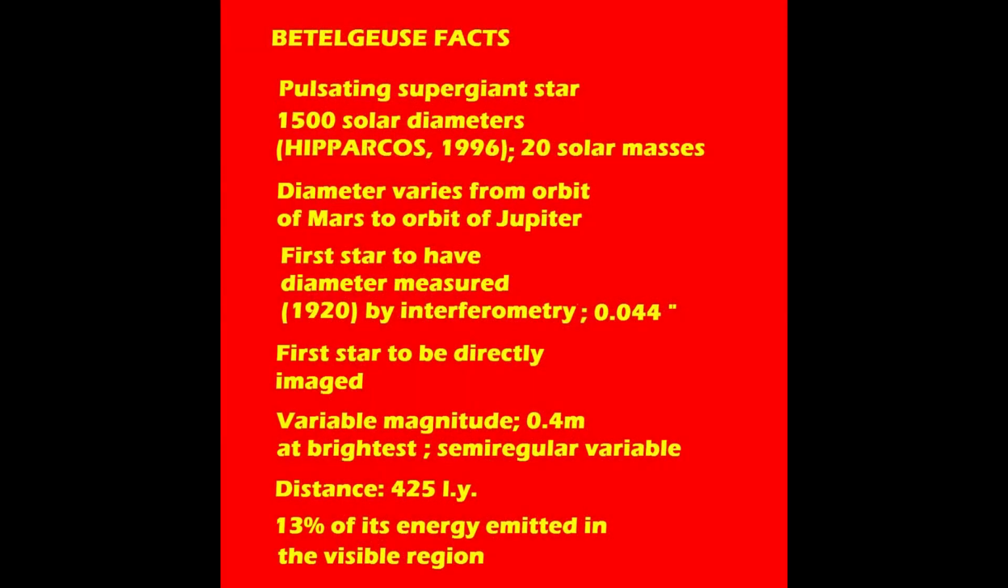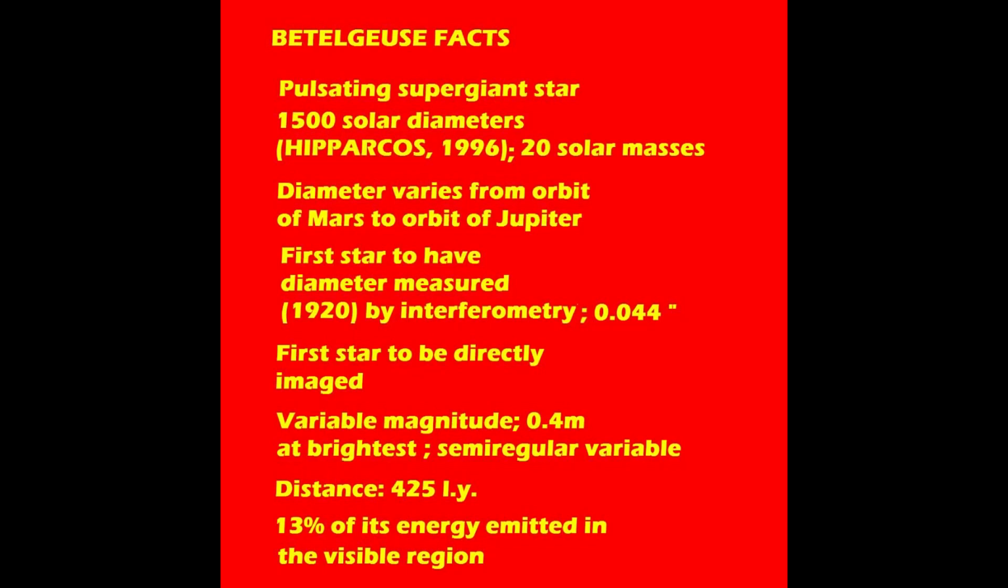It's a pulsating supergiant star. It's very large compared to the Sun, 20 solar masses. The diameter varies. It's from the orbit of Mars to the orbit of Jupiter, and it's actually the first star whose diameter was ever measured by interferometry, 1920, using the Mount Wilson 100-inch telescope. It's also, in later years, the first star that was actually directly imaged.